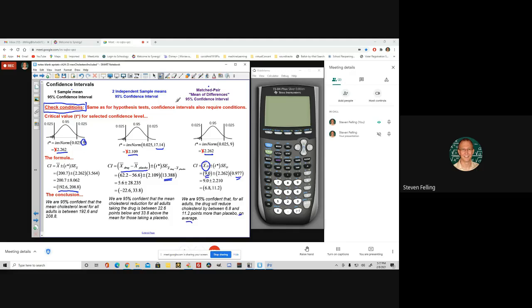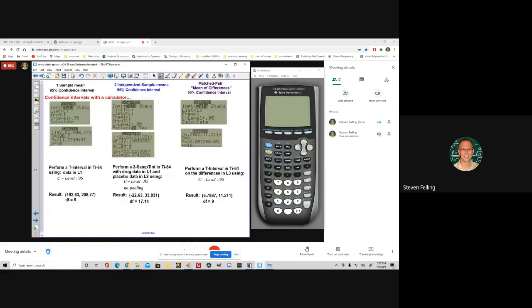Okay. And then, of course, there are also calculator functions for this. We could use the TInterval for either the one sample case or the matched pair case. The difference is that here we're talking about the interval for the actual cholesterol, the raw cholesterol numbers. And here we're talking about the differences, right? So this is the difference, how much better the new drug is than the old. And then we could perform a two-sample TInterval using that, again, no pooling. Okay. And then now we're talking about the differences.